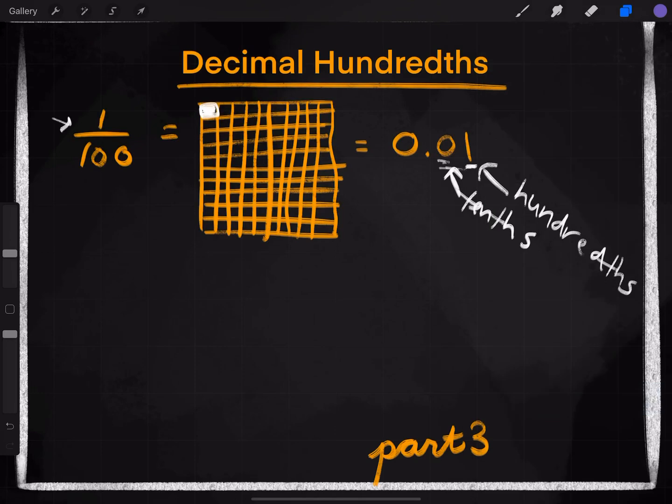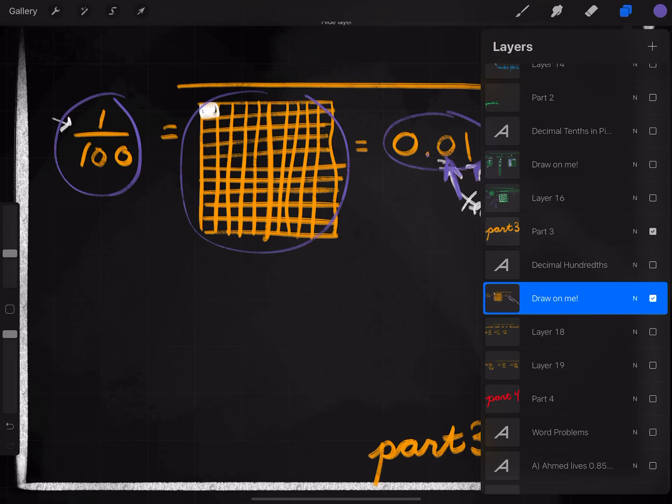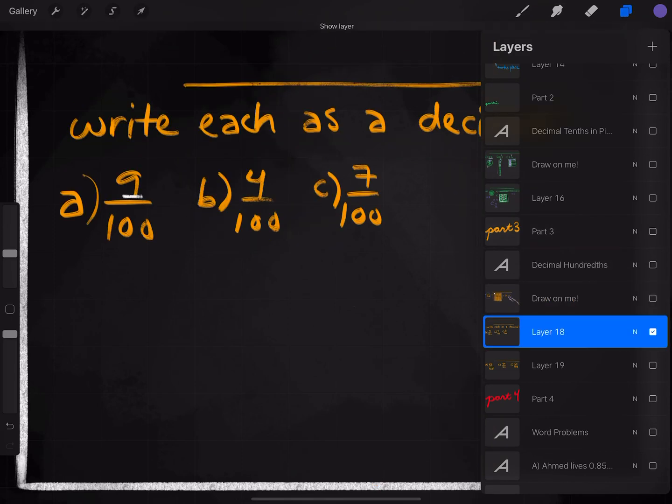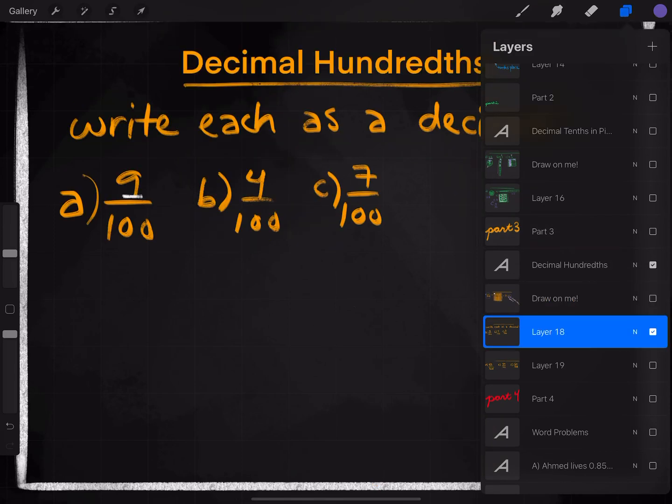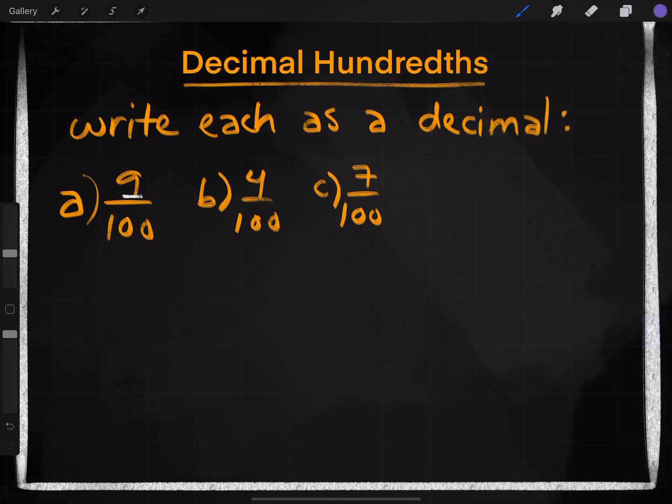These are decimal hundredths. So we said that here, just immediately to the right of the decimal point, is the tenths place, and then the next one is the hundredths place. So we can draw 1/100th as a fraction, as a picture, or as a decimal. All right, so write each of these as a decimal.